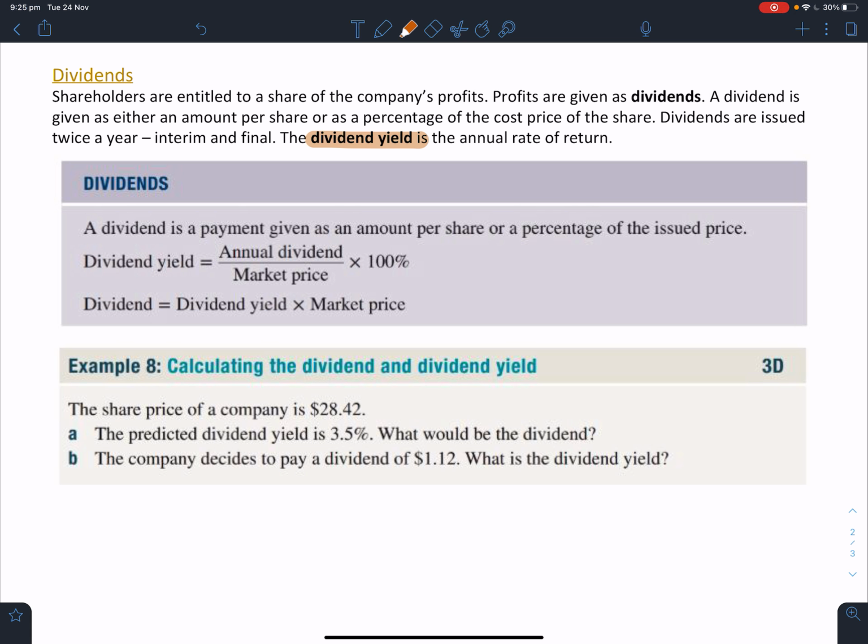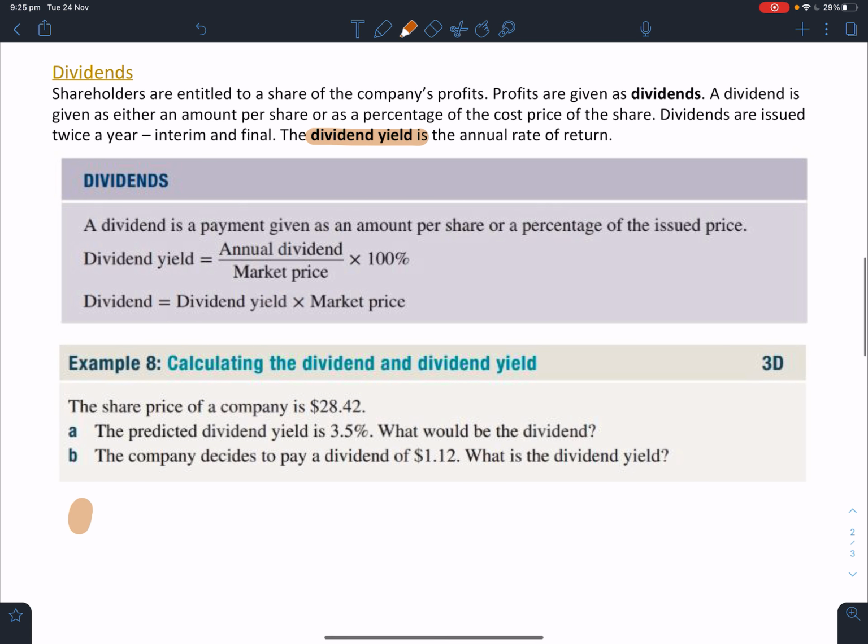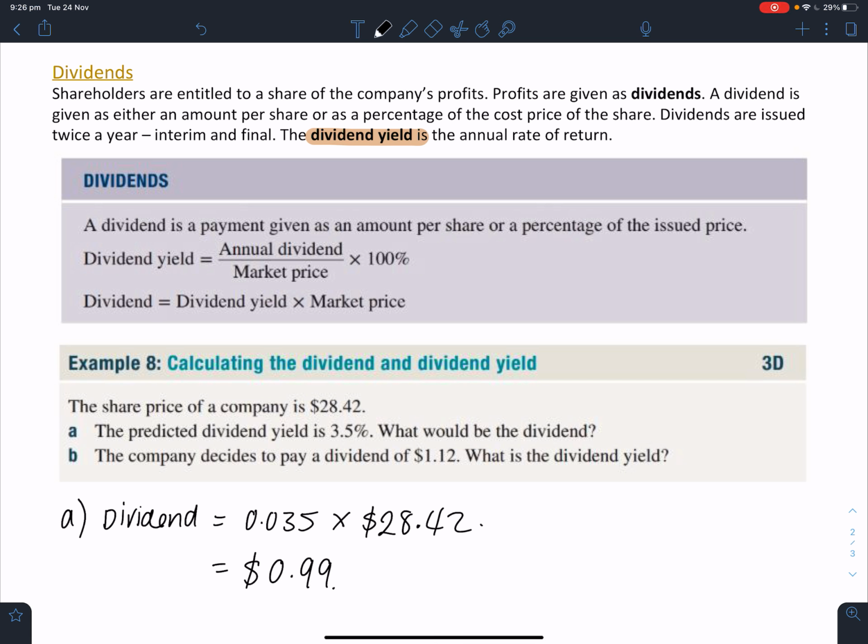Example A says the share price of a company is $28.42. The predicted dividend yield is 3.5%. What would be the dividend? This time we're finding the dividend, so that second formula above. Dividend yield is 3.5%, so 0.035 as a decimal, times the market price, which is $28.42. So the dividend is 0.99, so 99 cents per share. So the dividend is your profit per share.